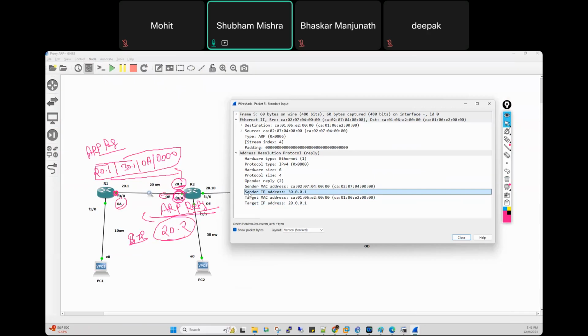First of all, tell me one thing. On R2, did you guys configure 30.1? The answer is no. On R2, we did not configure 30.1, guys.